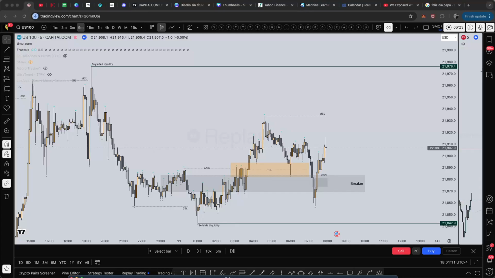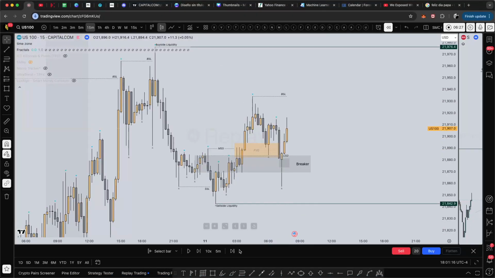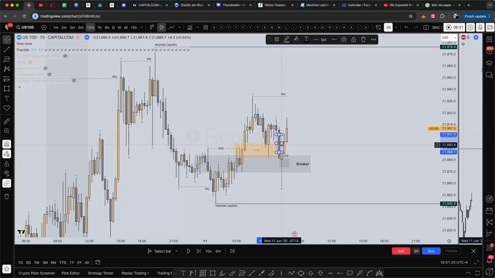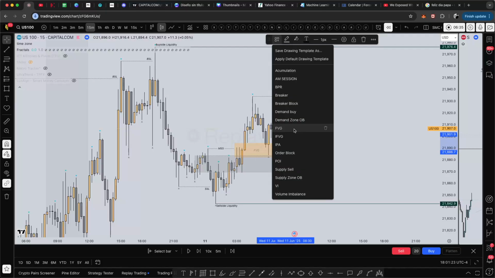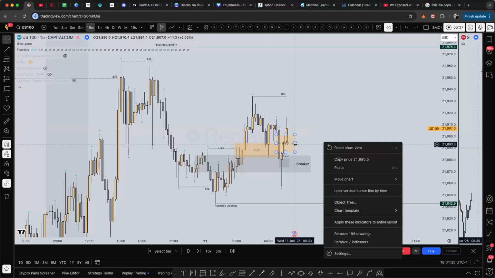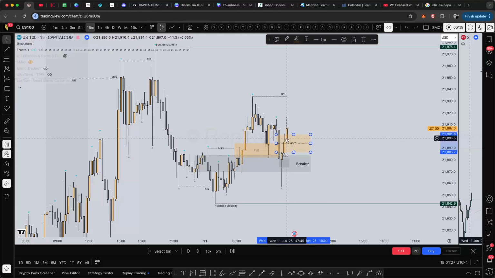So it was still London. It was still London session. Let's bring it to the 15. Here we go. It was still London. This is the fair value gap. It got broken 50%. And with this candle, I was taking the shot, placing my stop below the swing.